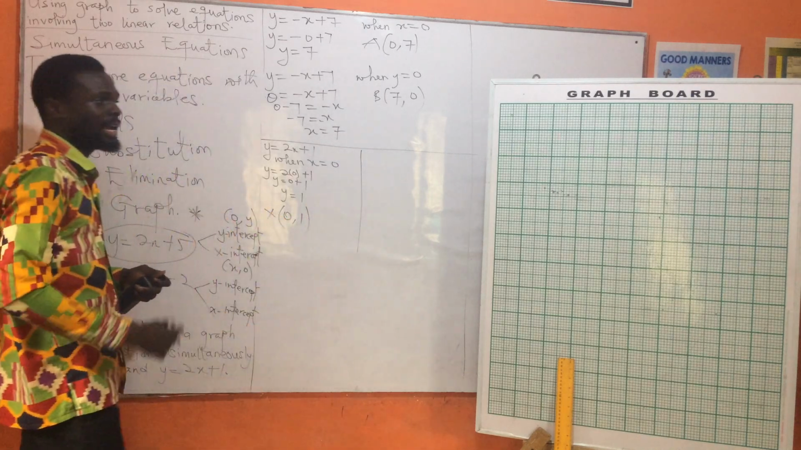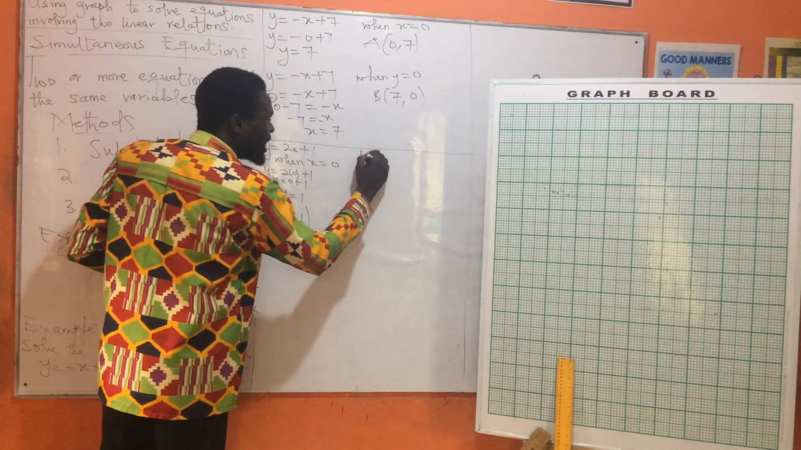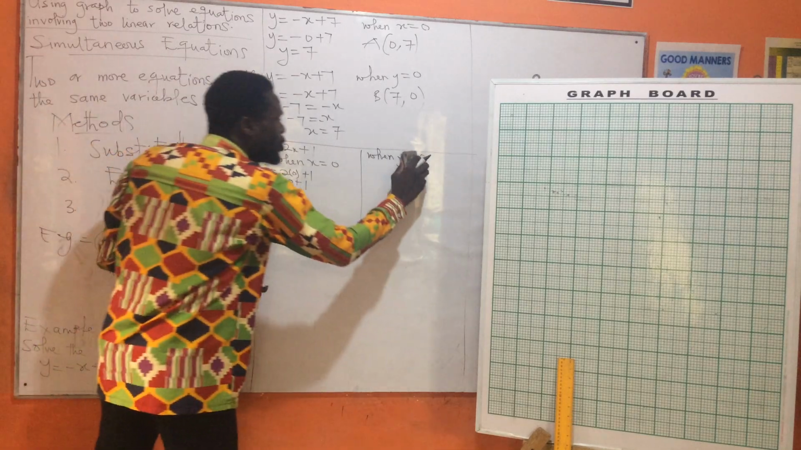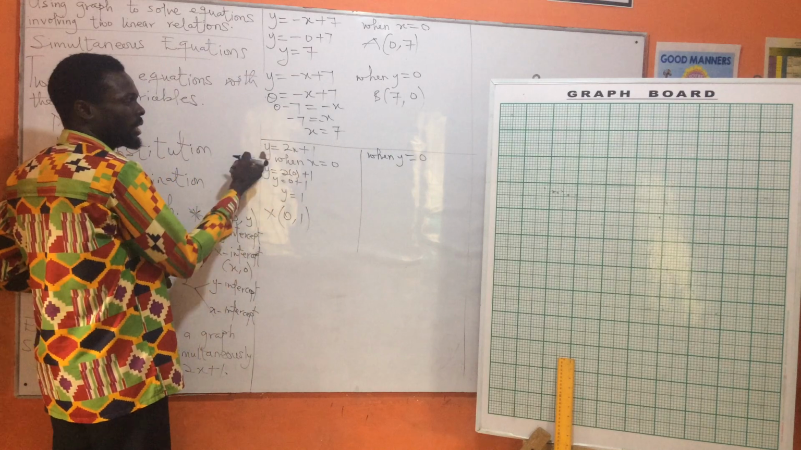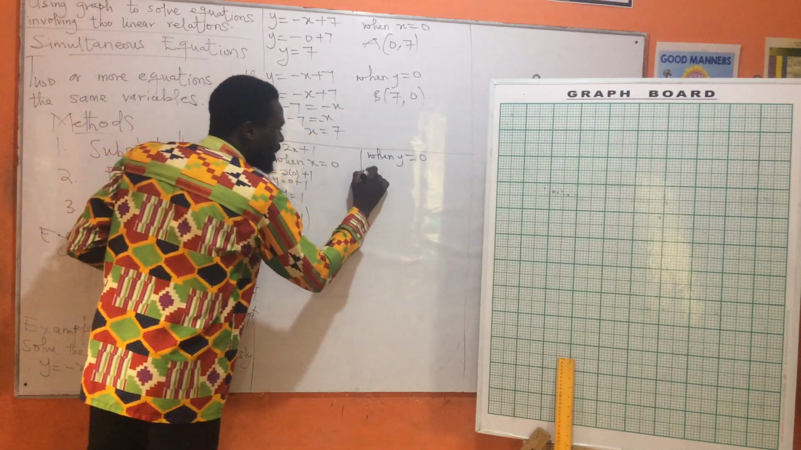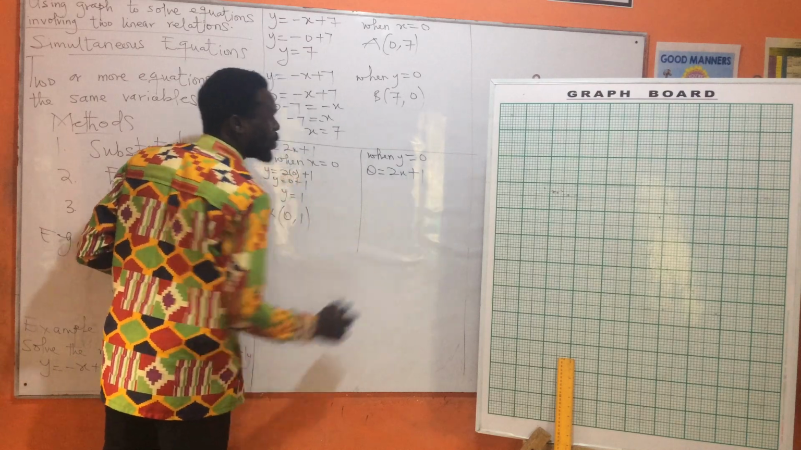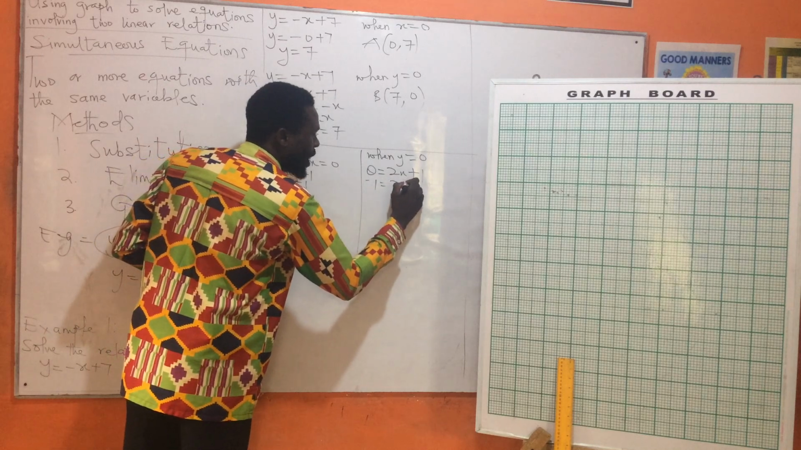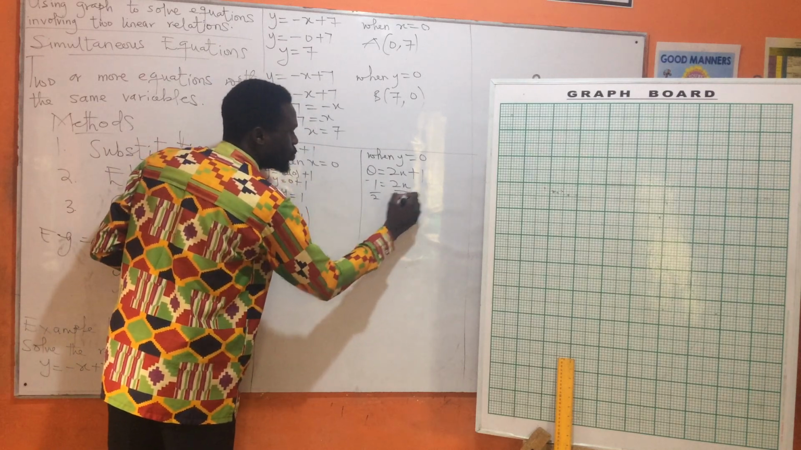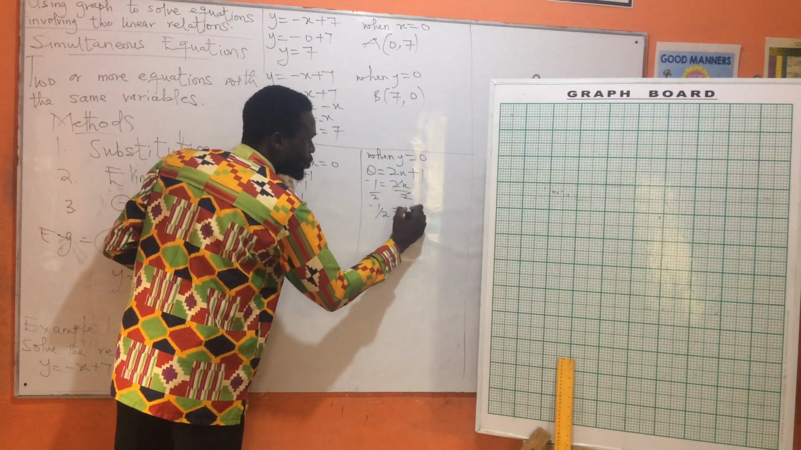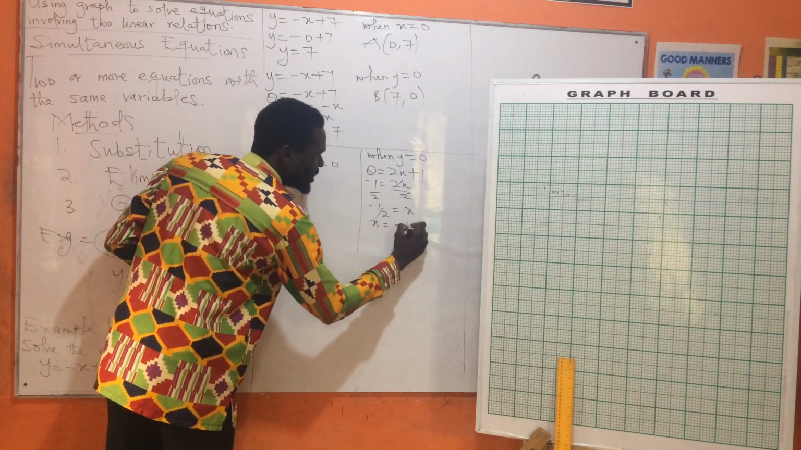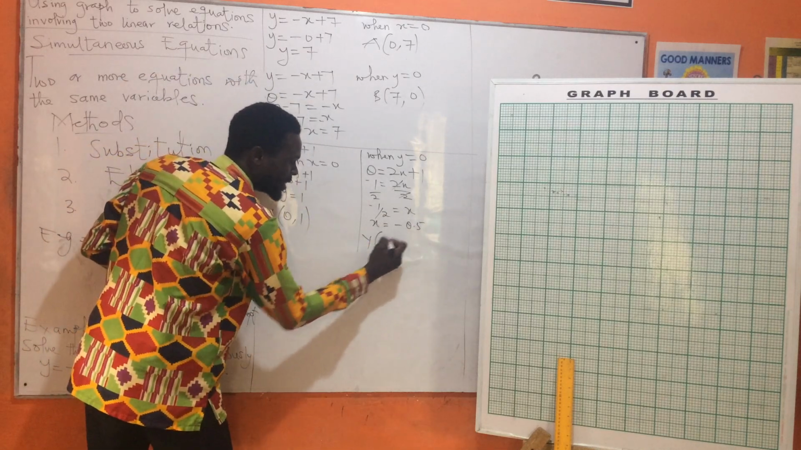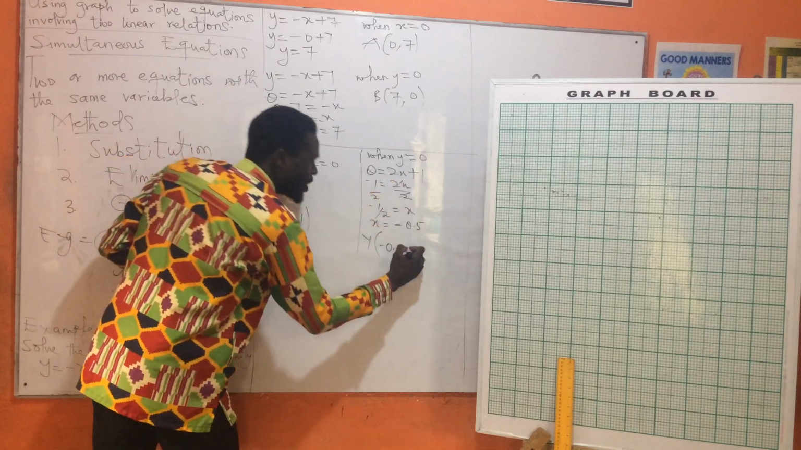Now let's find the x-intercept. When you want the x-intercept, it means y is 0. The moment y is 0, in this equation, instead of writing y is equal to, we will say 0 is equal to 2x plus 1. So we can bring this 1 over, giving negative 1 is equal to 2x. Divide by 2 on both sides, so we have negative 1 over 2 is equal to x, which means x is negative 0.5. So this will give me the point D: x is negative 0.5 and y is 0.